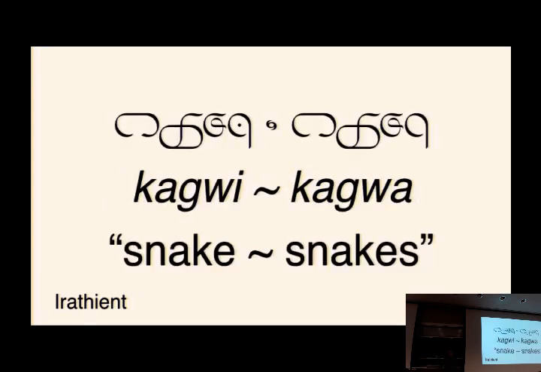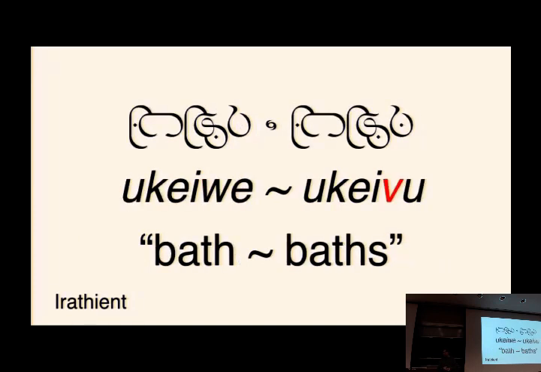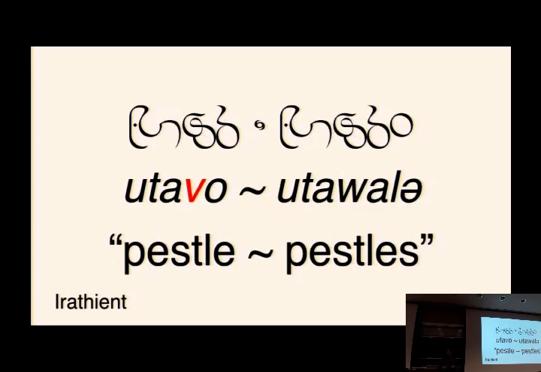An example of a place where this would come up is singular and plural. Here's an easy singular and plural: kagwi, kagwa, snake or snake-like thing. This was for an alien language, but they wanted words for this. And I'm like, all right, it's a snake-like thing, whatever. We never see the home planet, so we'll just say it is. Answer versus answers: we have thaiwu in the singular, thaiwe in the plural. Ukewe is bath, baths: Ukewe versus Ukevu, and Utavo versus Utawala. Utawala, that's it. Pestle. So the words you come up with sometimes.